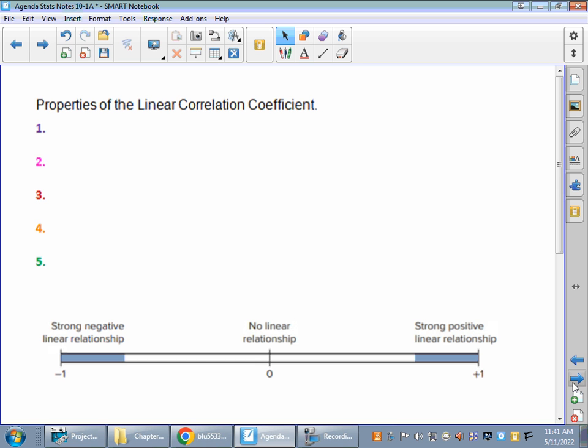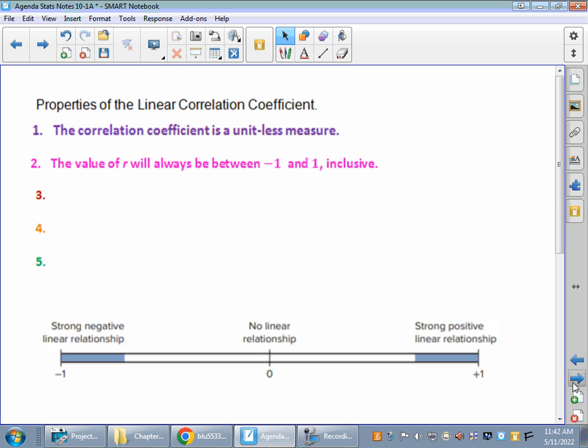All right, so properties of this correlation coefficient. First of all, it's unitless. There is no label for this. It's just a number, and we just use that number. So you're not going to say it's 0.67 square feet. It's just 0.67. The values of R will always be between -1 and +1, inclusive, which means it can go up to +1 or down to -1, but it will not be 1.01. It will not go higher than that. So basically, if I were mathematical, I would say this.